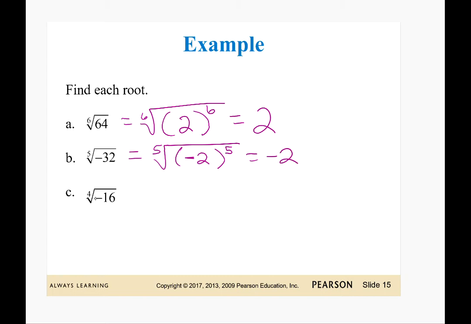All right, C, I've got an even index, but look at this, I've got a negative radicand right there. That tells me automatically, because this is an even root, an even index, that this is not a real number. Now, if that was a 5th root, we'd be fine. If that was a 3rd root, we'd be fine. But because it's an even index, even indexes can't have a negative radicand.